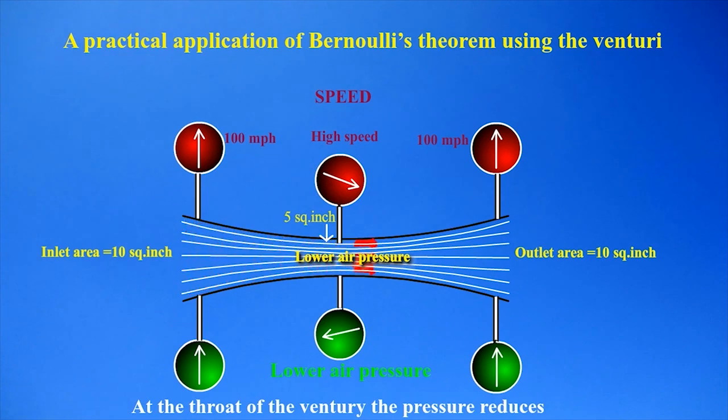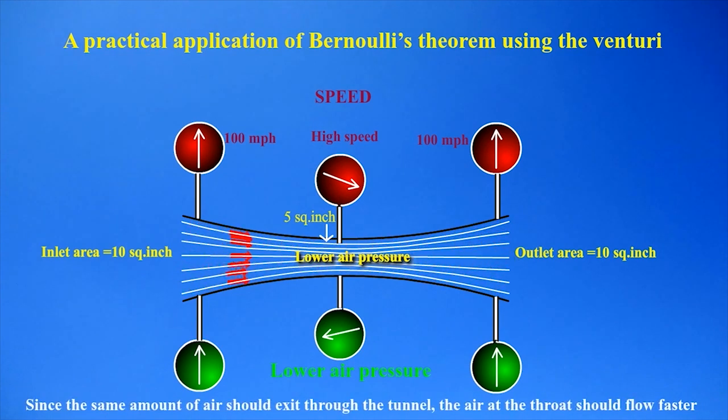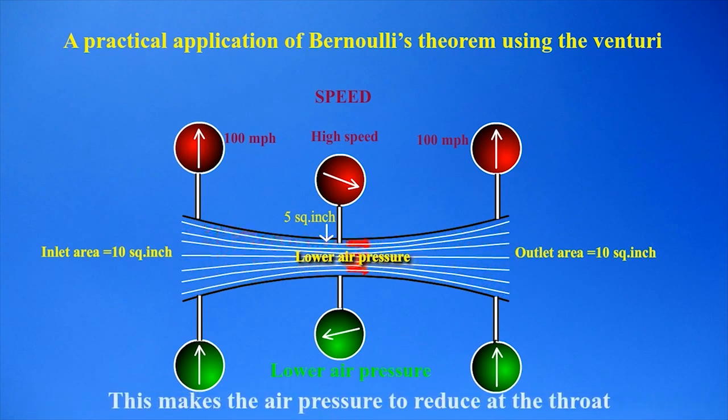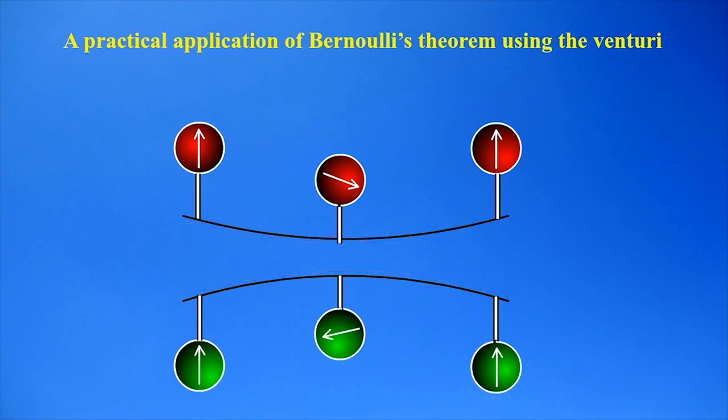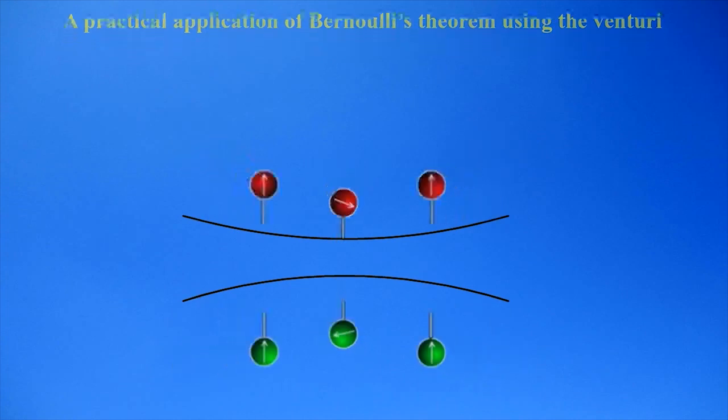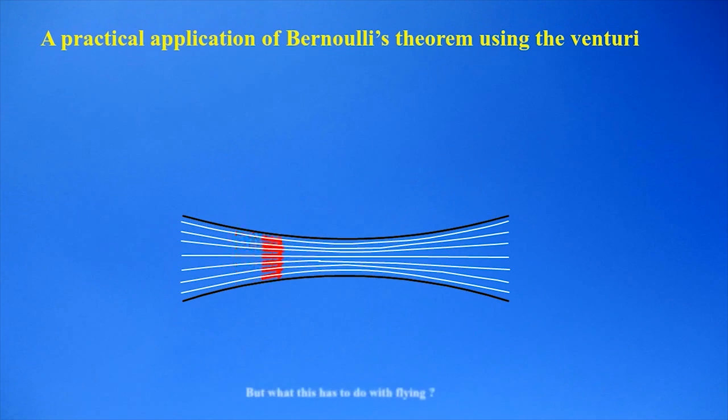Now let us see the pressures. The pressure is the same at the inlet and outlet, but at the throat we can see the pressure is reduced. This happens because the same amount of inlet air should pass through the outlet. So the speed at the throat should increase, which causes a reduction in pressure. But what does this have to do with flying?